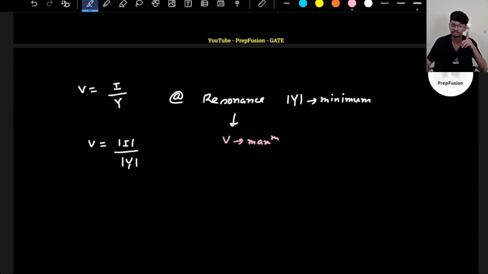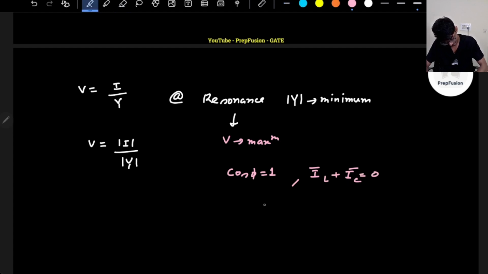Previously, if you remember, at resonance my current was maximum for the series RLC circuit. Here the voltage will be maximum. So you have to keep in mind that your voltage will be maximum at resonance. The power factor at resonance is 1 basically. It is a purely resistive circuit. You already know the vectors: the IL plus IC capacitor current will be 0. The input current will be equal to the resistor current, in the same phase.